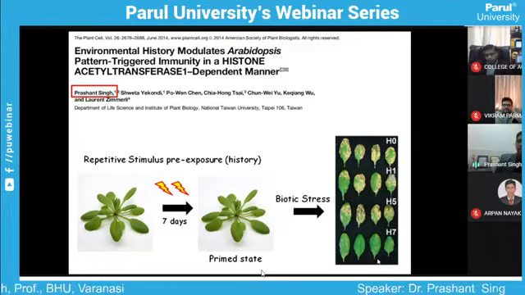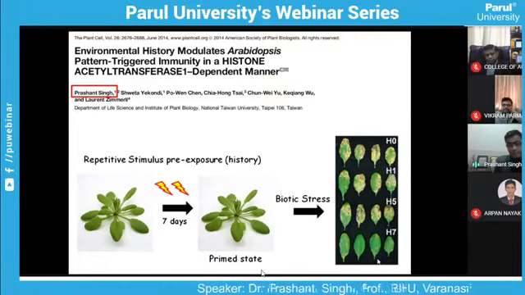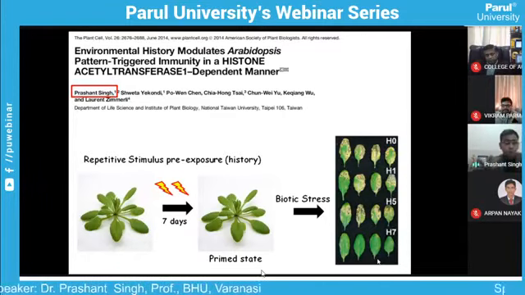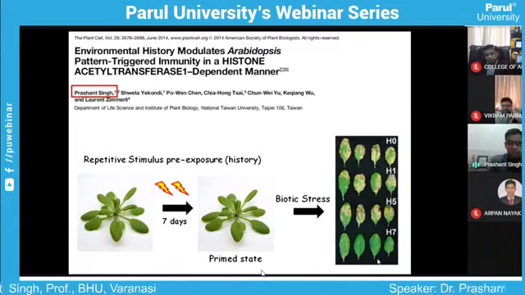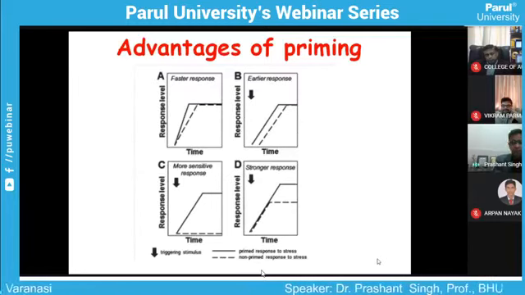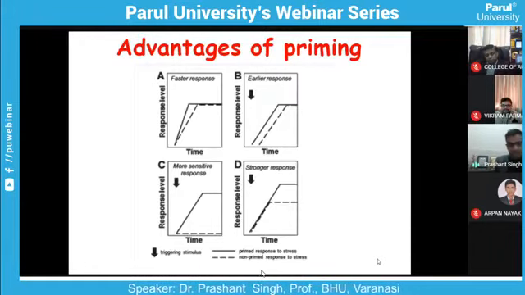If I prime the plant with Pseudomonas, plants are protected against Pseudomonas, but they are also protected against botrytis. They are also protected against some more stresses. So that's why it is a broad spectrum resistance in terms of agriculture productivity or agriculture sustainability. I think I have already explained that if the plants are primed, the response is faster. The response is earlier and more sensitive.